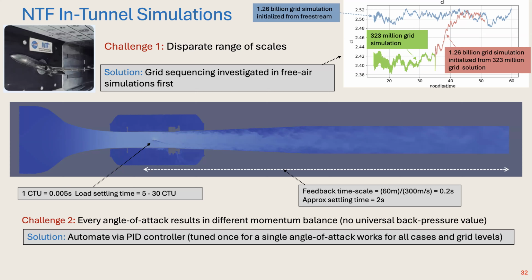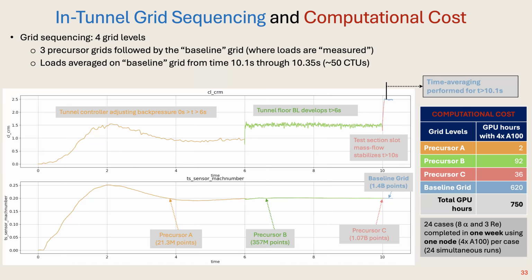So for internal, for each angle of attack, you have to define a different P exit. There is no unified exit back pressure value that will work for all angles of attack. So for that, we have an automated PID controller. And with this grid sequencing, we can reach equilibrium in the wind tunnel very quickly. And then on the next slide, I'm going to show that, right?